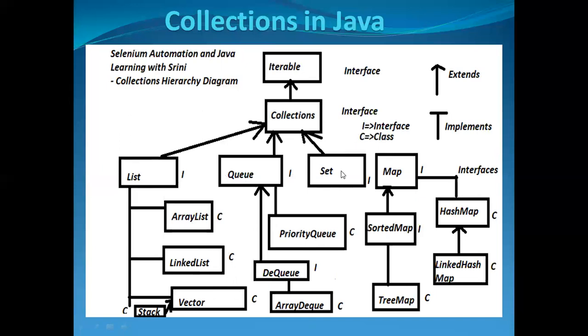For Set, we will be seeing some classes as well. So I'll be mentioning those in detail. Those are HashSet and LinkedHashSet. So we will go through that. Then in Map, we have HashMap, LinkedHashMap, and TreeMap. So this is such an important portion to understand.